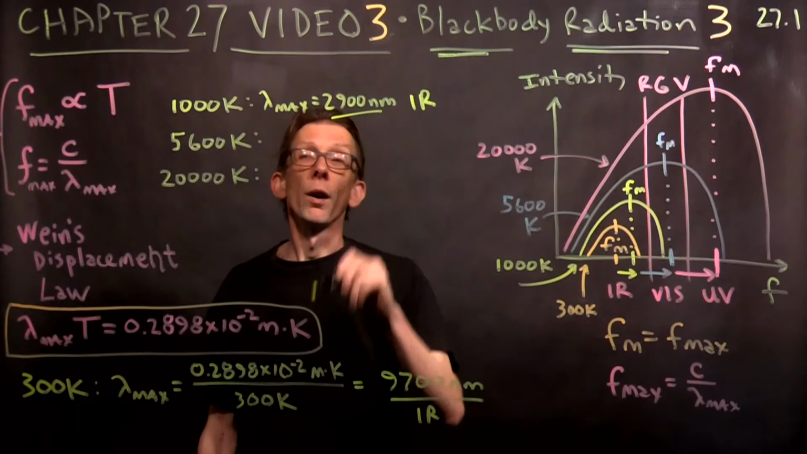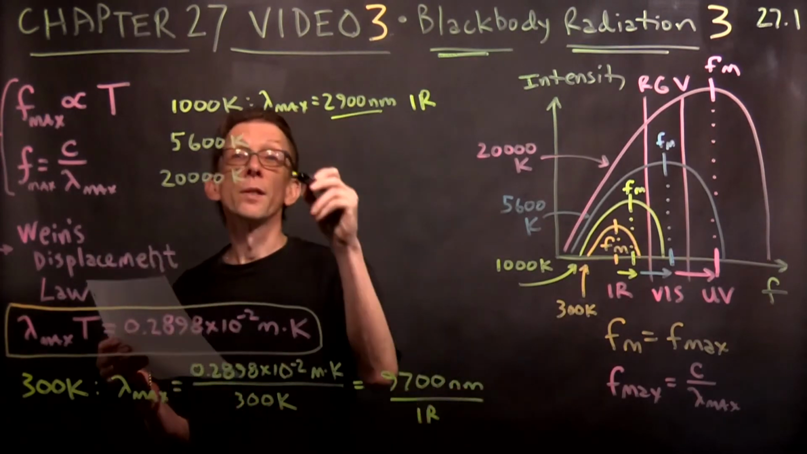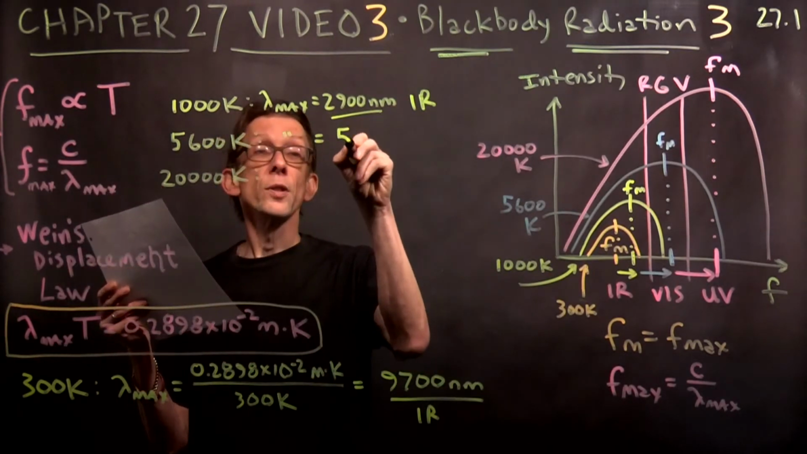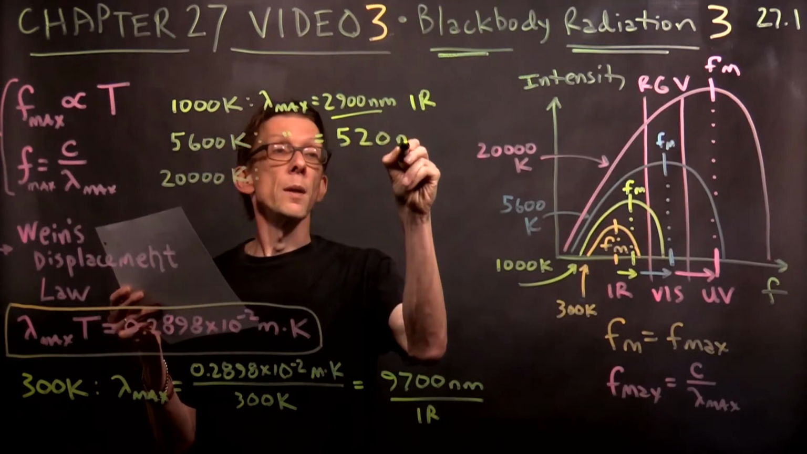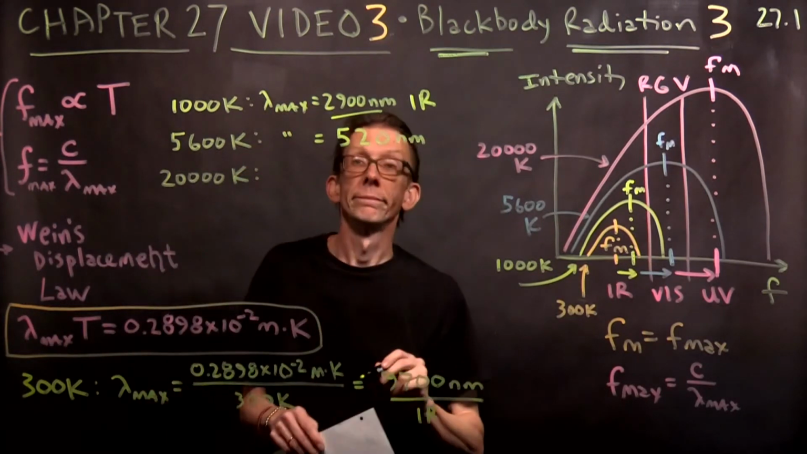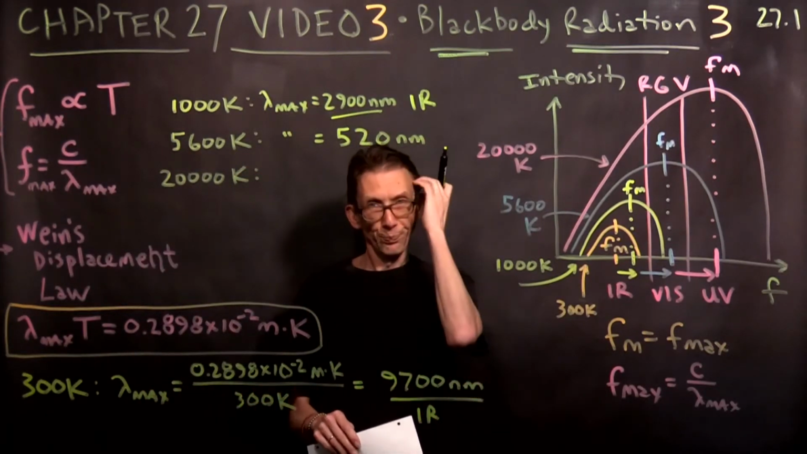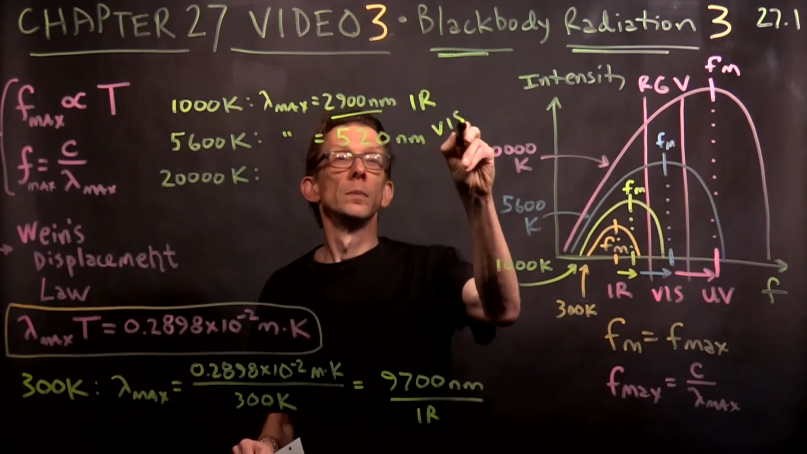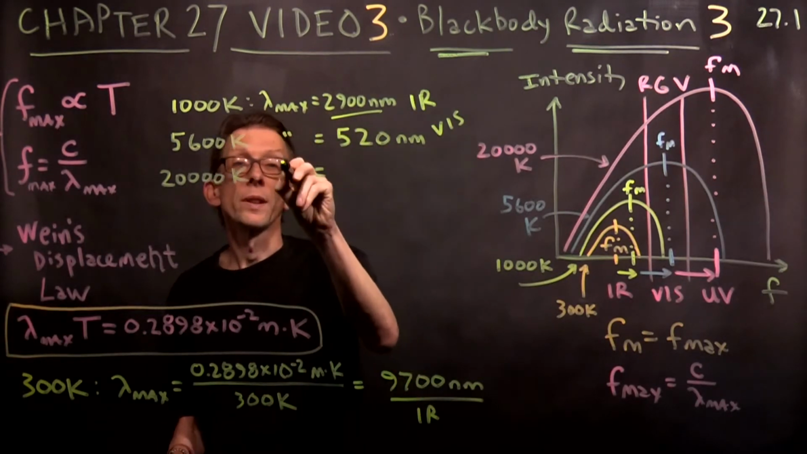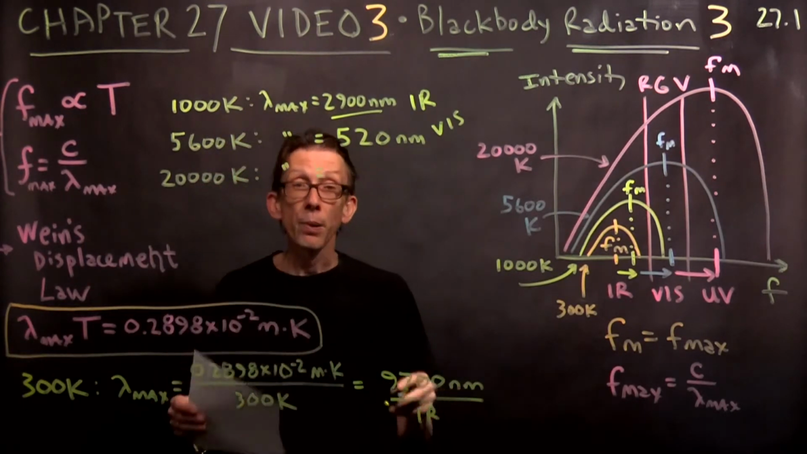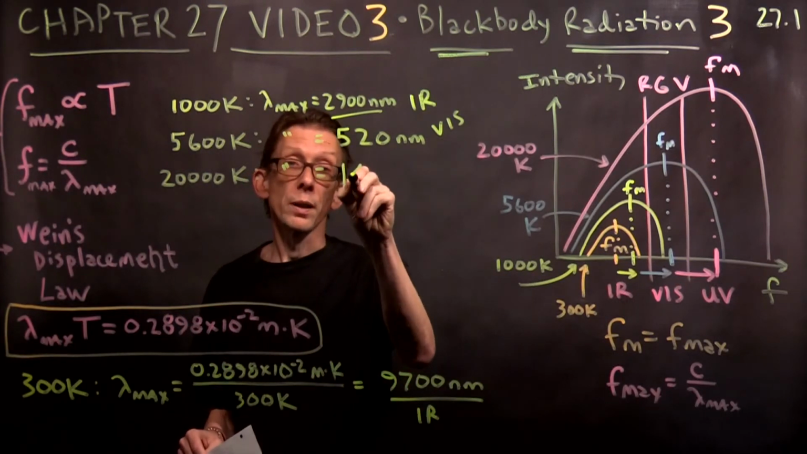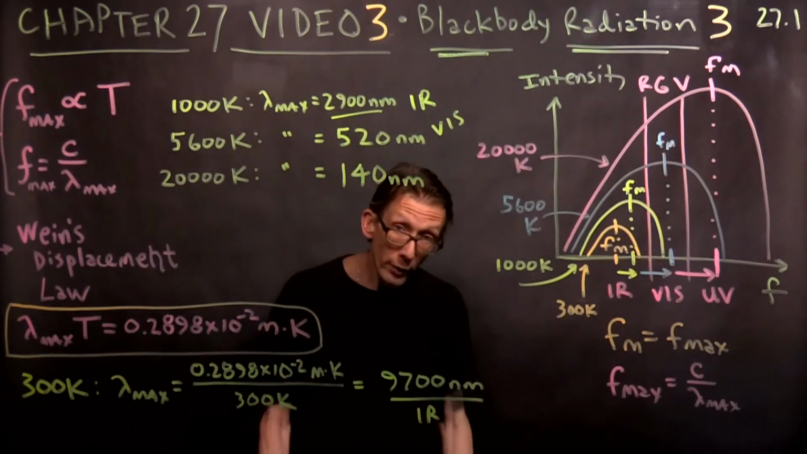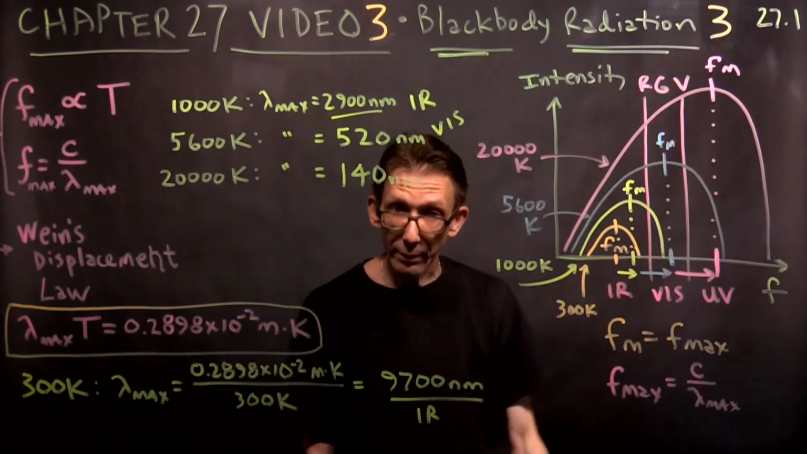This is also IR. But if we go to 5,600 kelvins, we'll get lambda max is equal to 520 nanometers, which is green. Yellow-green. Okay? Visible. And finally, at 20,000 kelvins, our peak wavelength, our average wavelength, is 140 nanometers, which is, of course, way shorter than 400. We are now into the ultraviolet.